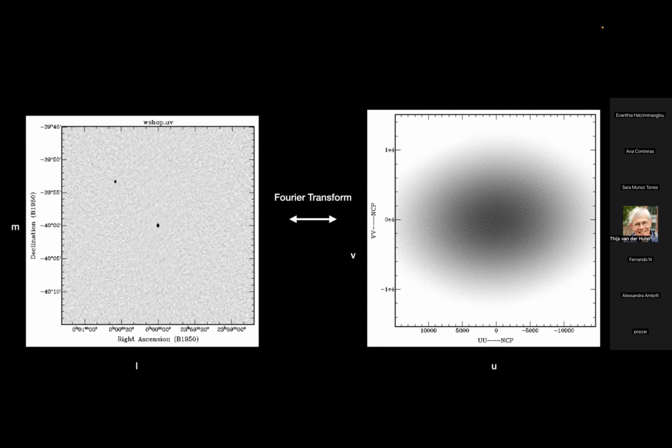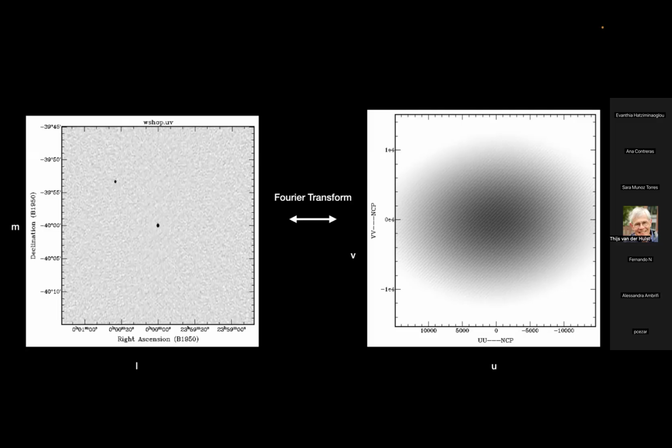And the period of this sine function depends on the separation, of course, of these two. And also the orientation of the sine pattern depends upon the relative orientation of the two point sources. And our telescopes move in this space. Our baselines move in this space.